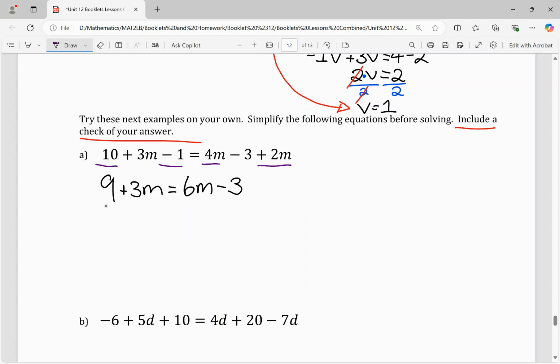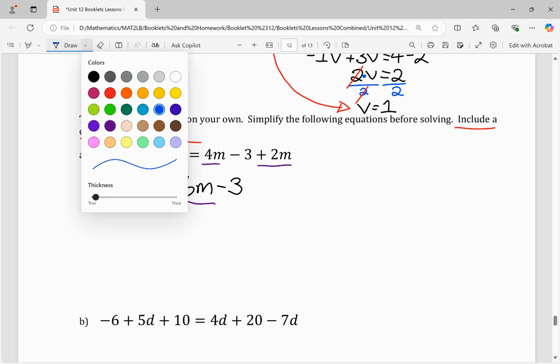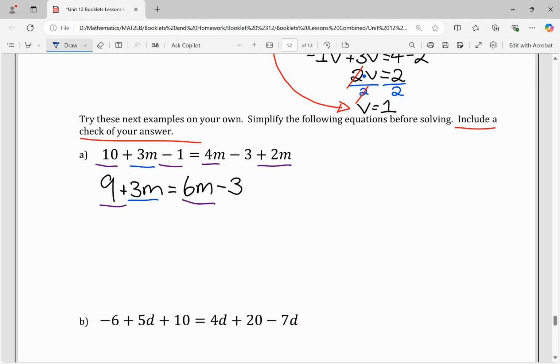Okay, so these two purples became 9. These two purples became 6m. And then our blues just carry down, right? Let's clean this up a little bit.